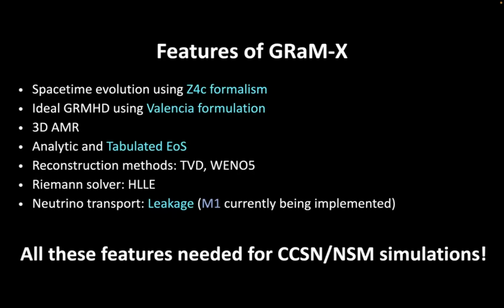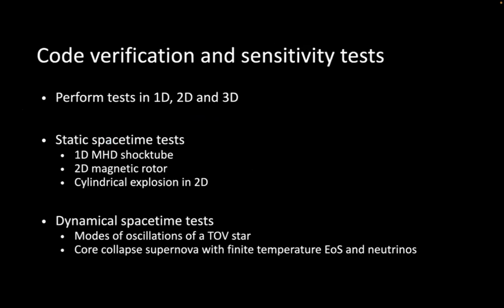All of these features, tying back to the original slides on what is important in terms of the physics playing a role in core collapse supernovae and neutron star mergers, are crucial to have in the mix. To verify that the code is doing okay and that we're recovering known solutions, we perform a number of tests in 1D, 2D, and 3D. This ranges from 1D typical MHD shock tubes, magnetic rotor, cylindrical explosion, and then we've also done some dynamical spacetime tests, TOV oscillations, and Neil is currently running the first application simulation where we run a full 3D supernova explosion with neutrinos.